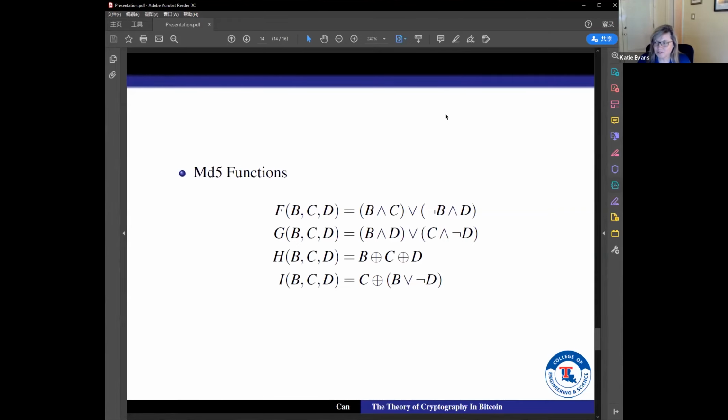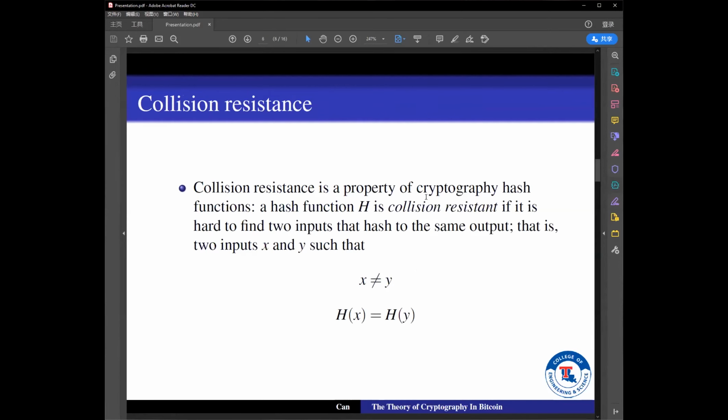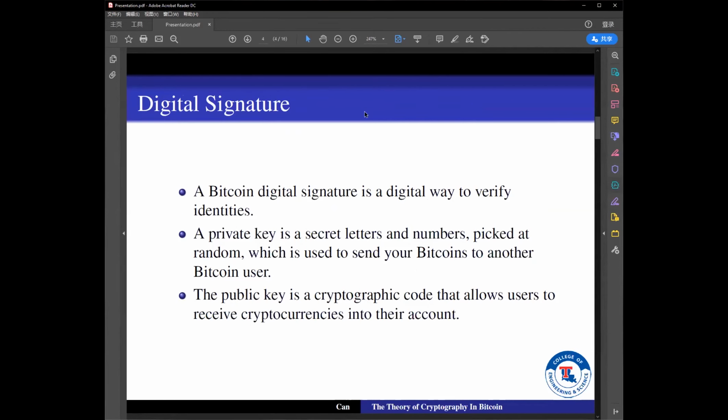From Dr. Walters: can you explain more how this is used in Bitcoin? Yes. Basically, in the Bitcoin system, for example, when you want to transfer some Bitcoin to someone else, you have to use a signature, right? You use your private key to sign it, then others can use your public key to verify that the person is you. This is how signatures are used in the Bitcoin system.